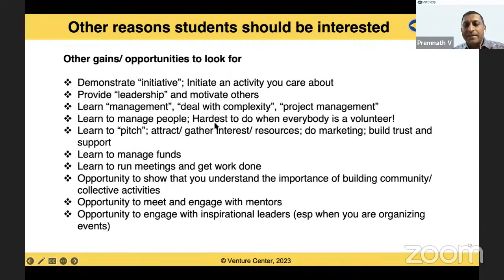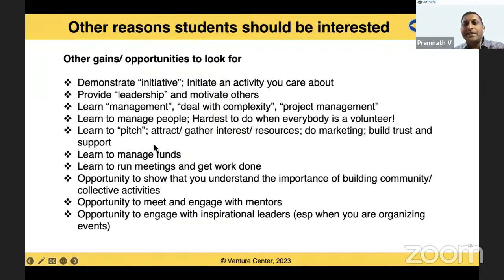Learn to manage people. And the interesting thing here is it's hardest to manage people when everybody's a volunteer. That means there's no other lever you have as a leader or a manager to manage a team, except that people are willing to work with you. And that happens only in such not-for-profit organizations and clubs. It doesn't happen in a job or a situation where somebody is getting paid to do something, or has some kind of a carrot and stick associated with their association in that organization.